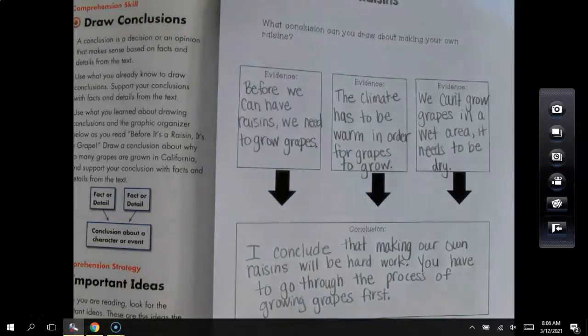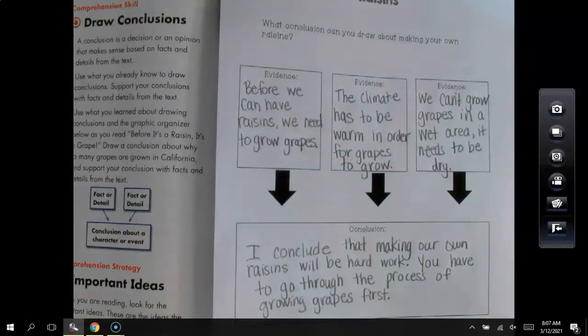So boys and girls, remember, drawing conclusions is making an educated guess. You use your prior knowledge, your background knowledge, things you already know, and you find clues and information and facts from the story, and you put those two pieces together, and you make an educated guess on what the author is trying to tell you.